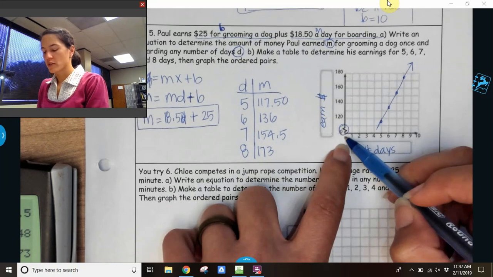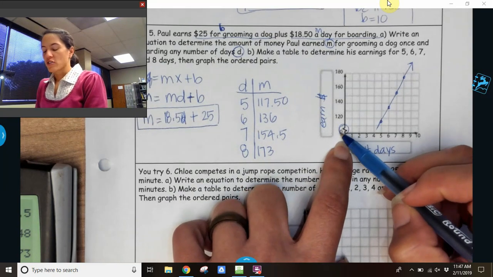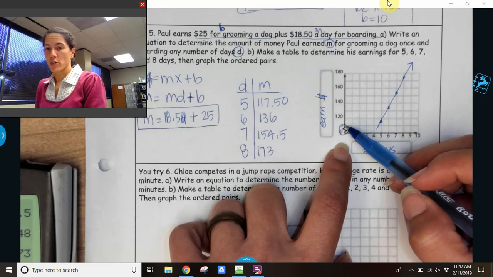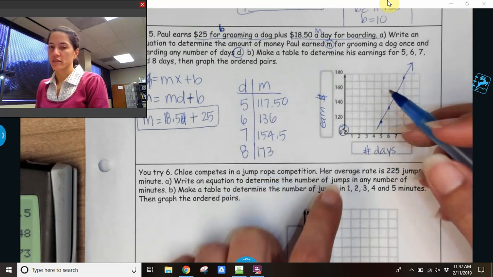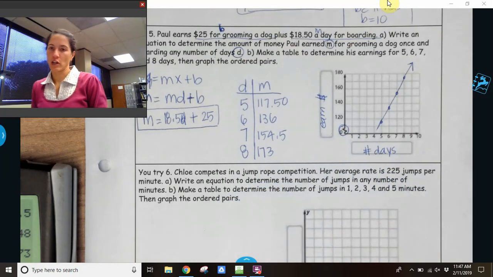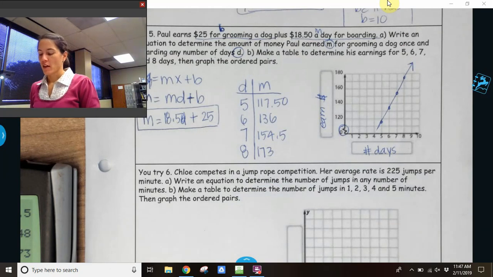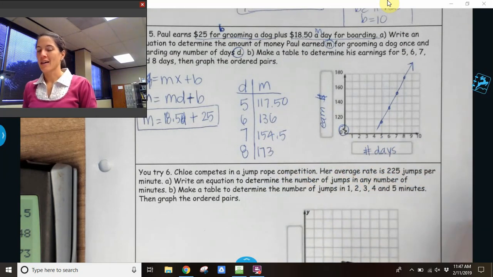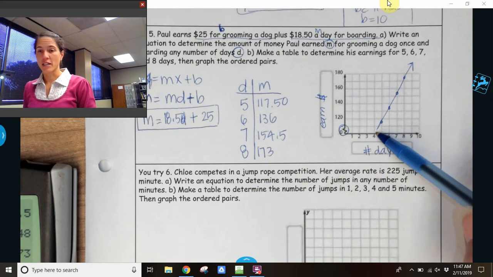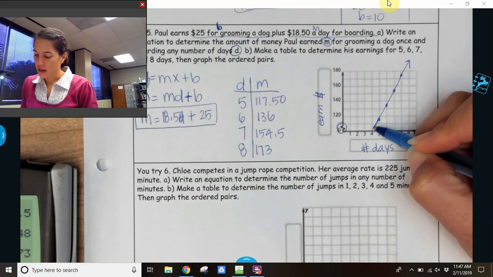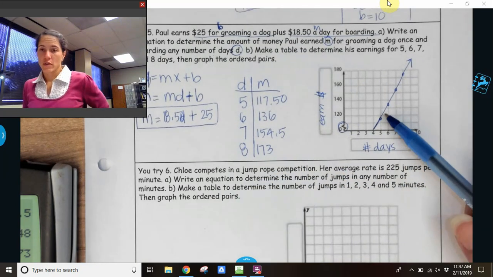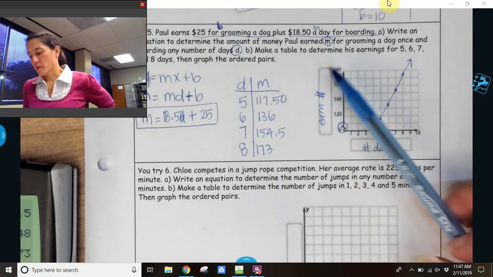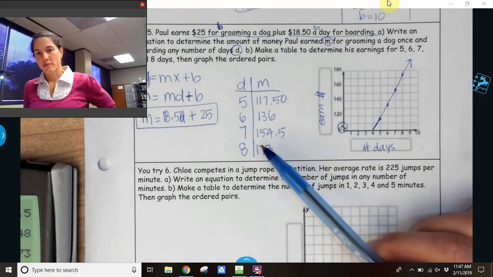Now, you see that little squiggle? That is just math shorthand because they didn't want to list out 0 to 120. So when you see that, just know they shrunk that part of the graph that wasn't going to be used, because it just asked us to start at 5 days, and it knew it was going to be a lot of money. So I'm not going to draw an arrow right here. I'm just going to stop there. So we made a table, and then we graphed the ordered pairs.